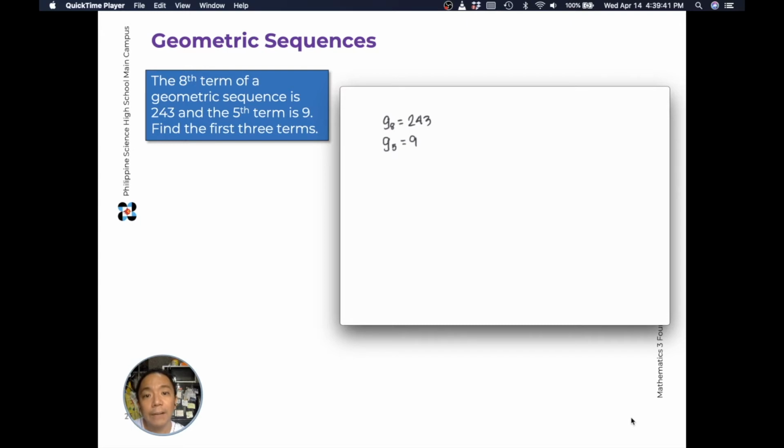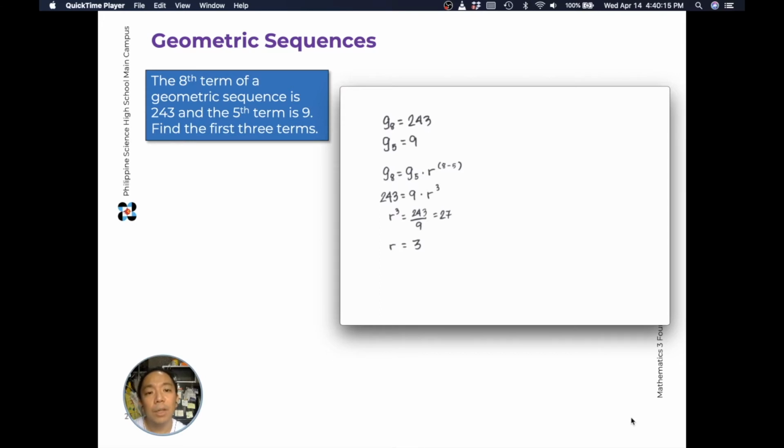We'll use our formula. Now, to get to the 8th term, we will multiply the common ratio to the 5th term 3 times. So 5, papuntang 6, papuntang 7, papuntang 8. And that's actually 8 minus 5 times. So our first task is to find the common ratio. So this would be 243 is equal to 9 times r raised to the third power, or r cubed is equal to 243 over 9, and 243 over 9 is equal to 27. So r should be equal to the cube root of 27, or positive 3.